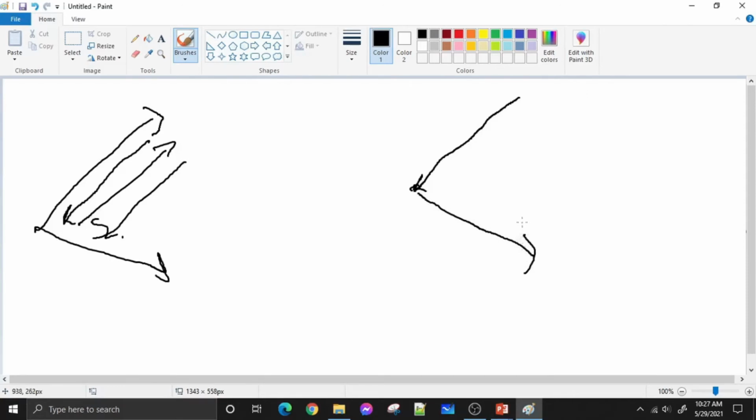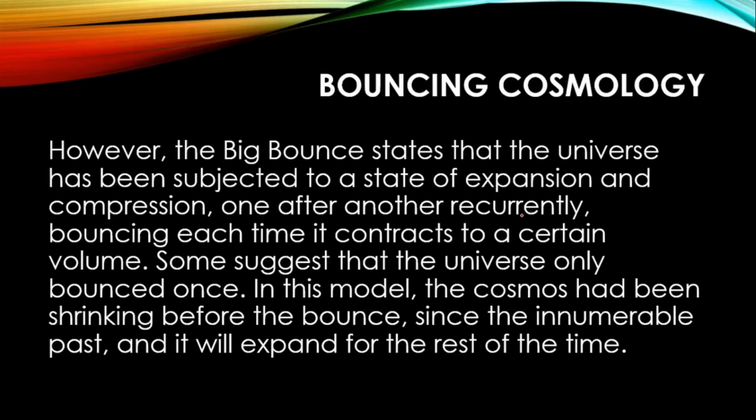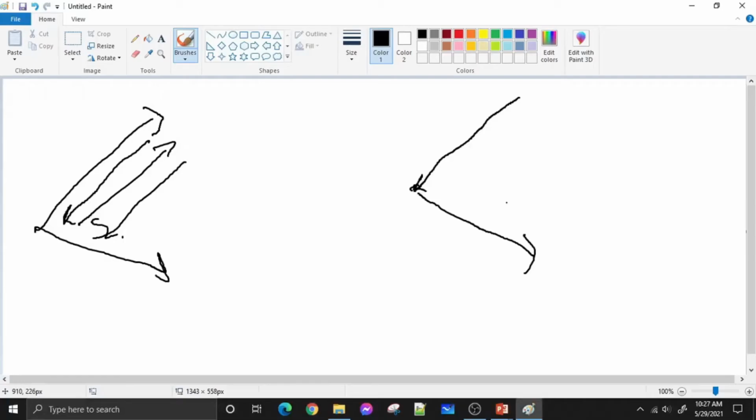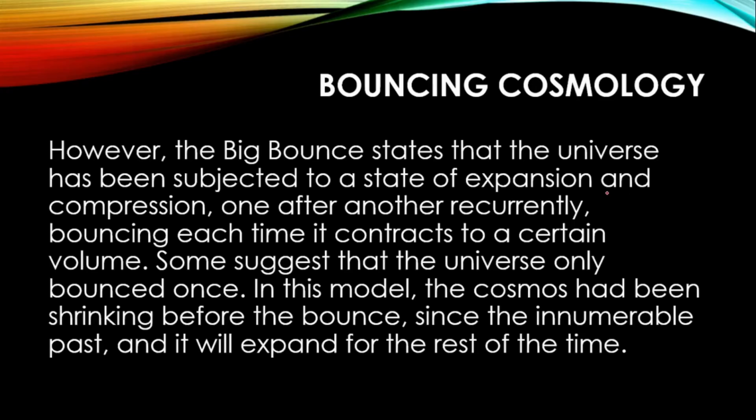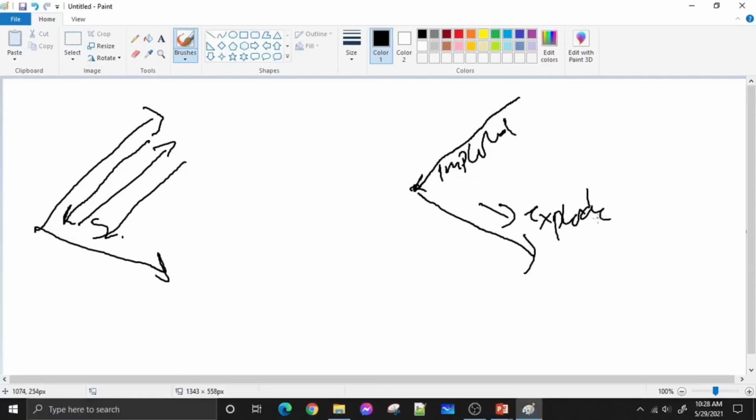But after bouncing back, it will not shrink again. So in this model, the cosmos had been shrinking before the bounce since the innumerable past, and it will expand for the rest of the time. So after imploding, it will explode for the rest of the time. So that's the difference between the bouncing cosmology and the oscillating universe theory.